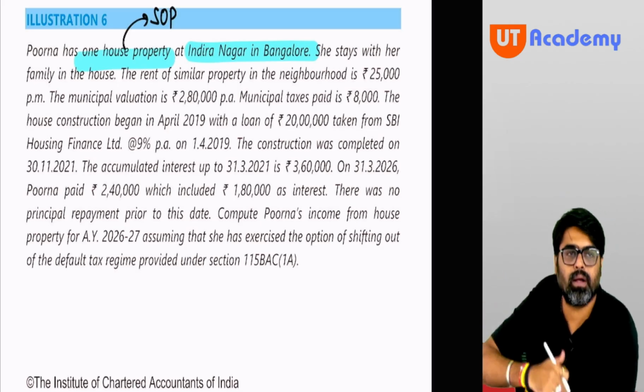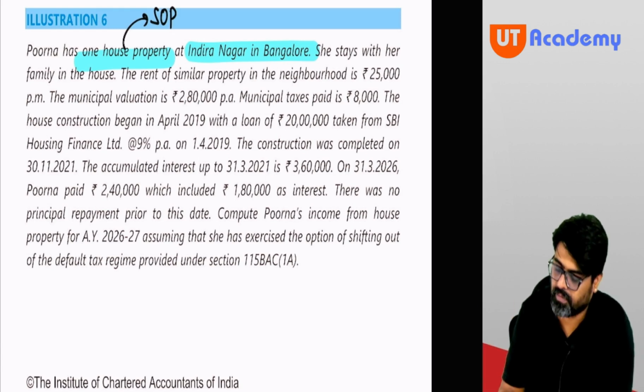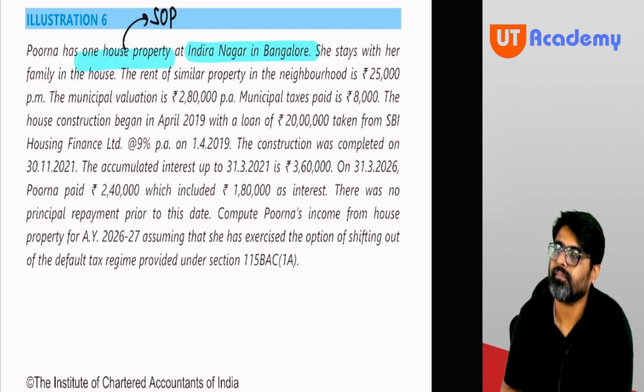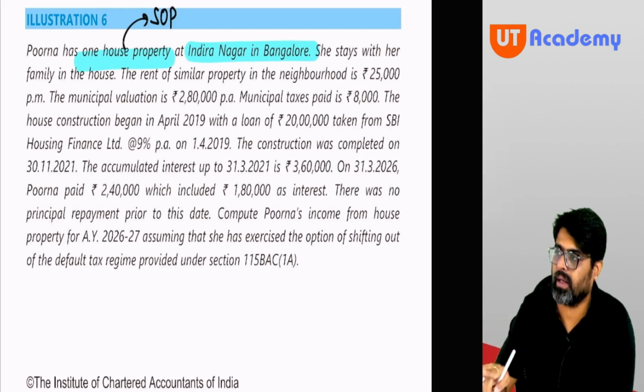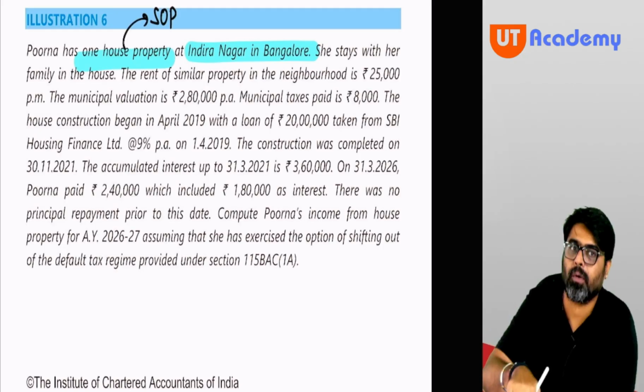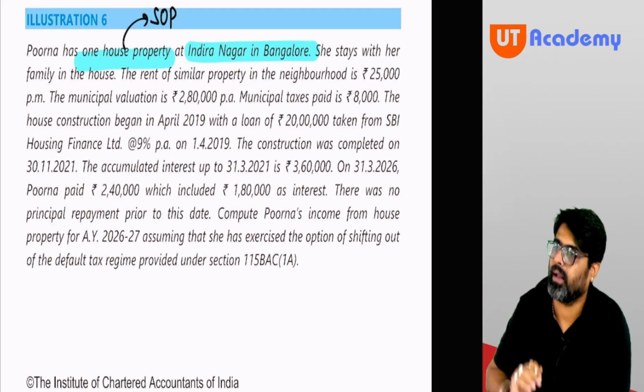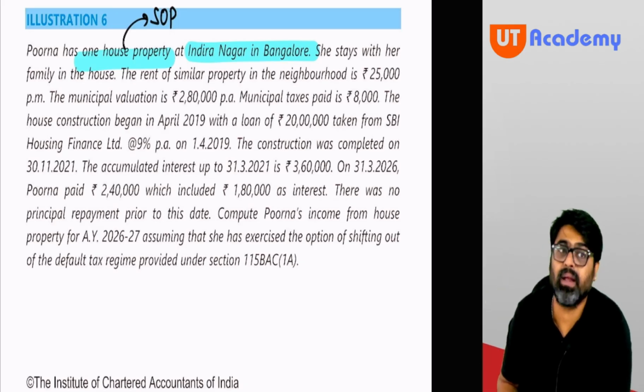So fair rent will be considered or will be ignored? Ignored. Municipal value will be considered or will be ignored? Ignored. Municipal tax: even if you pay municipal tax of the self-occupied property, will you get any deduction for that? So even the municipal tax will be ignored. So directly the GAV will be taken as nil.